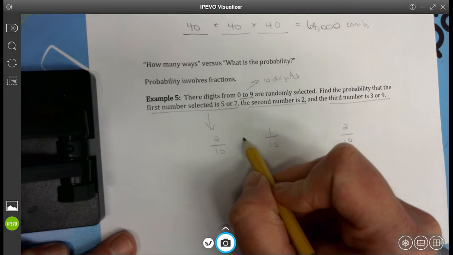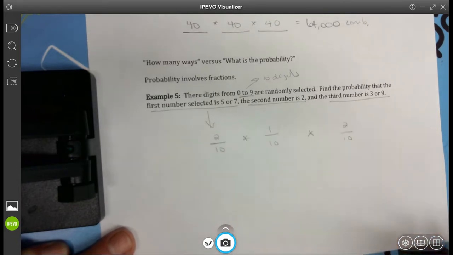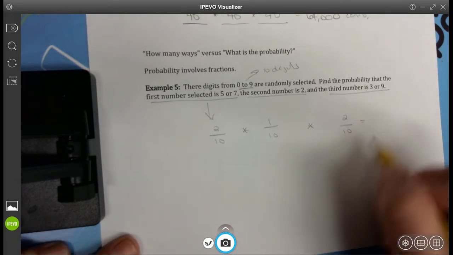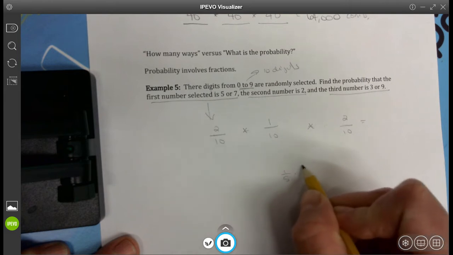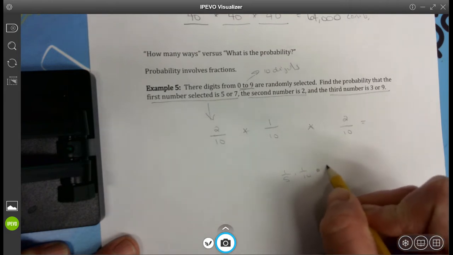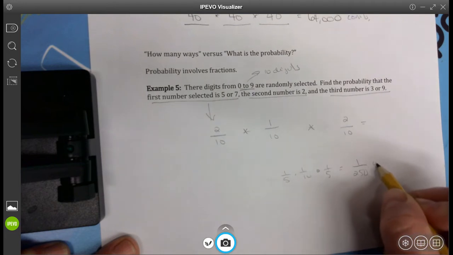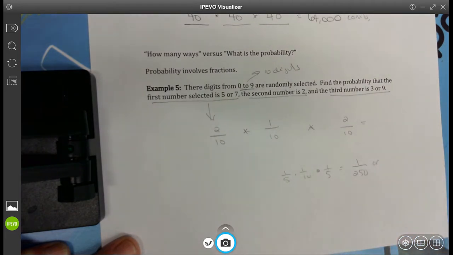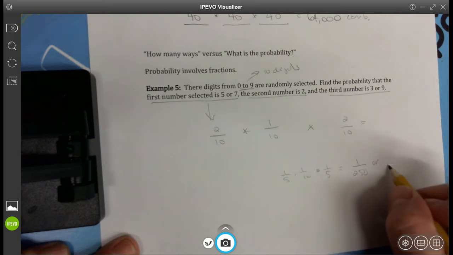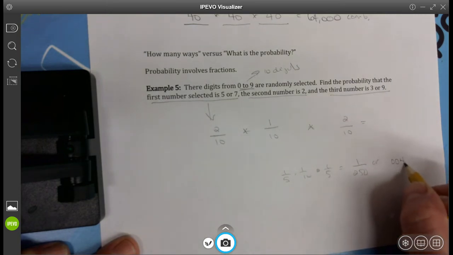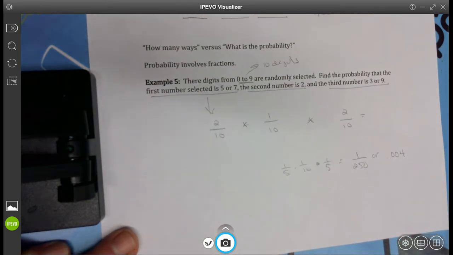So those are probabilities. If we use the fundamental counting principle with probabilities, we're going to have fractions. We're going to say a fifth times a tenth times a fifth, and you're going to get 1 out of 250. I want you to get in the habit of writing it as a fraction or a percent.